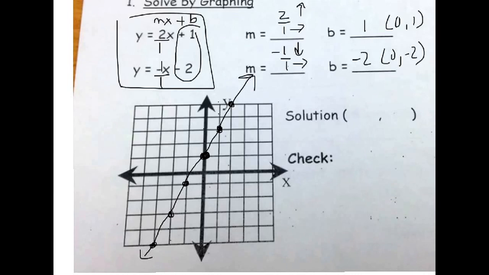Okay. I'm going to switch colors and do the second one. The second one crosses at 0, negative 2, which is right here. And for this one, we're going to go down 1, over 1, down 1, over 1, down 1, over 1. And in the opposite direction, you would go up 1, over 1, up 1, over 1, up 1, over 1. And we would draw our line.